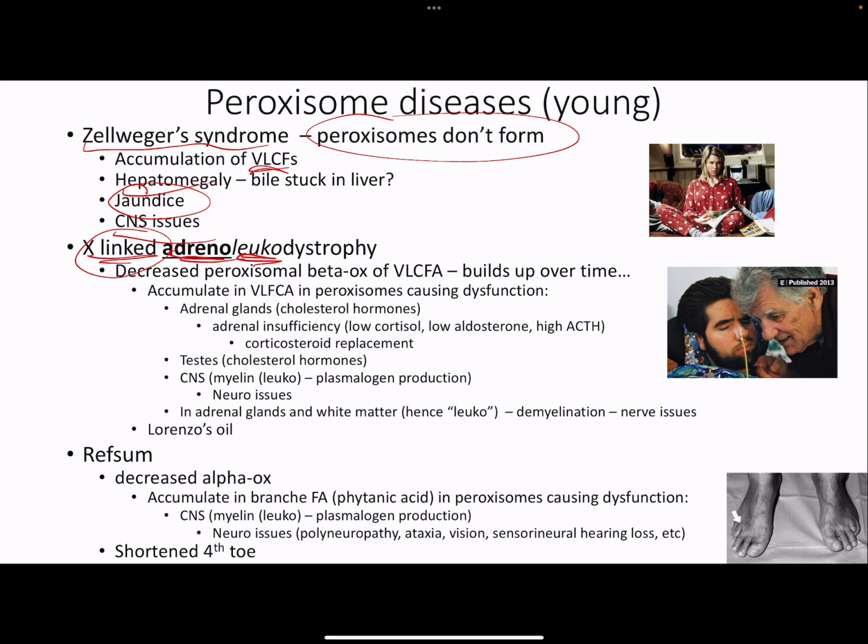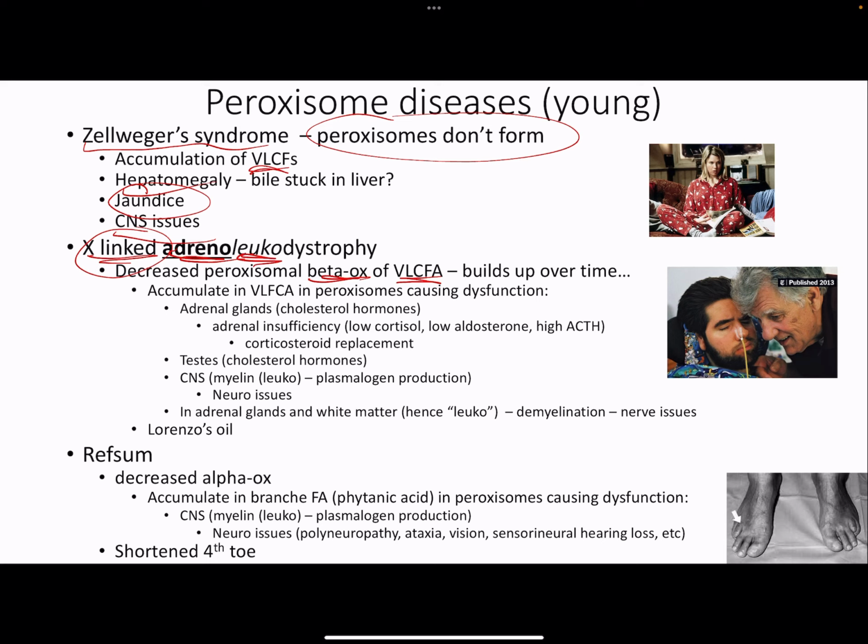Leuko, why leuko? Like leukocyte? Yeah, but it's not the immune system. A leukocyte is just a white blood cell. White here just means myelin. Myelin is white. So this is specifically the beta oxidation of the very long chain fatty acids. Over time, these are going to accumulate. So someone who's 8 or 9 is fine. But as they reach early adolescence, now the fatty acids are accumulating and they're going to have all of these symptoms.